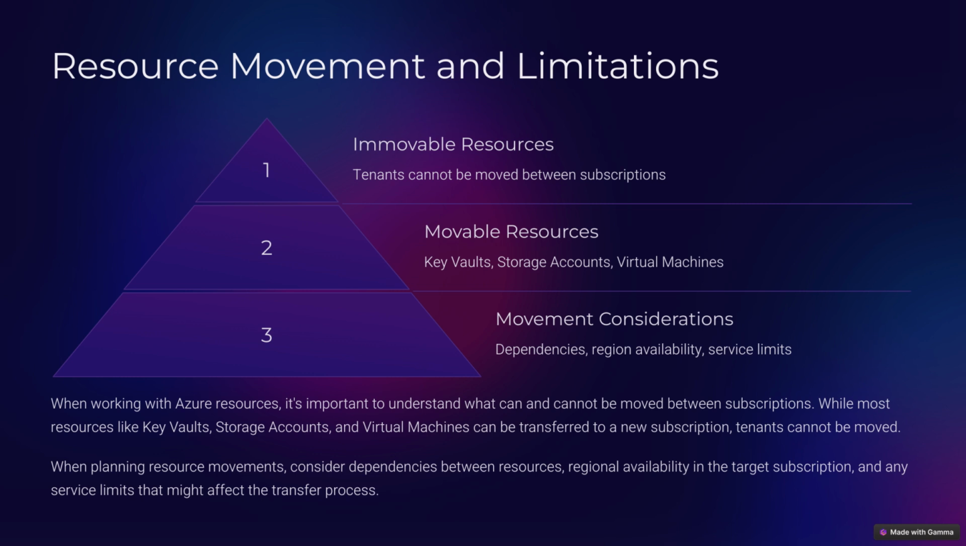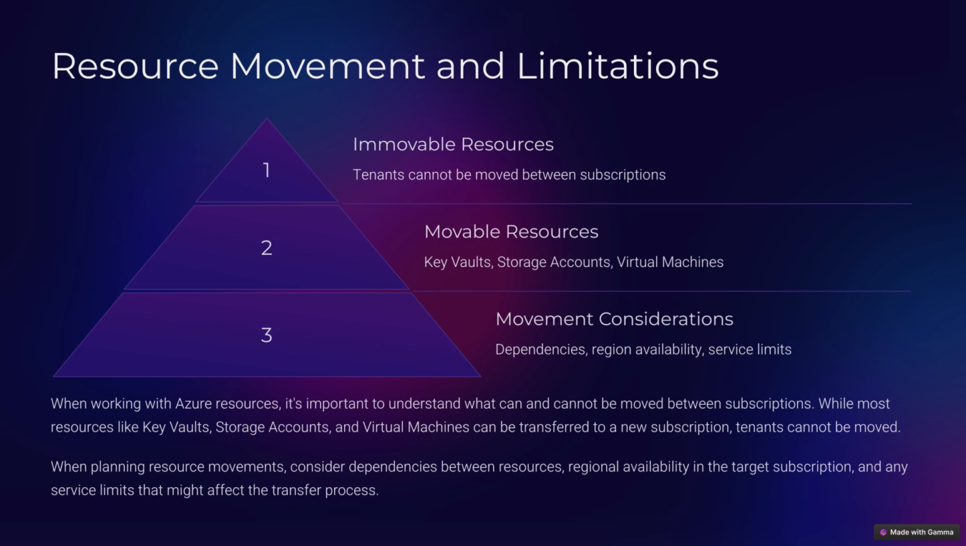But the good news is lots of individual resource types can be moved between resource groups, between subscriptions even. They give us some examples: key vaults, storage accounts, virtual machines. But there are some things to consider when you're moving stuff. You've got to think about those dependencies. Like if you move a database, you've got to move the applications that use it.